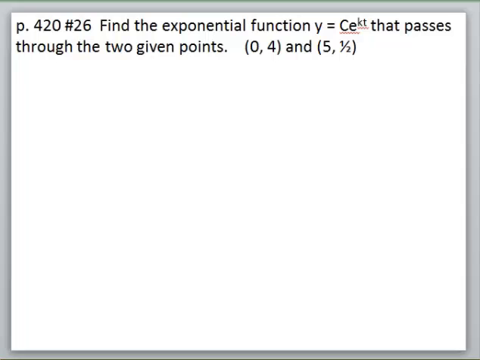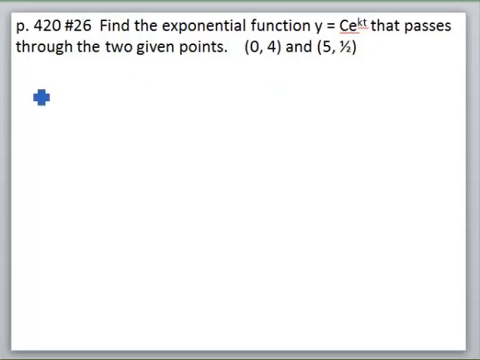Alright, in this problem we're going to find the exponential function where y equals ce to the kt, and it passes through the two given points. So what I'm going to need to do first of all is just look at how I can use these points to be able to figure out what c is.